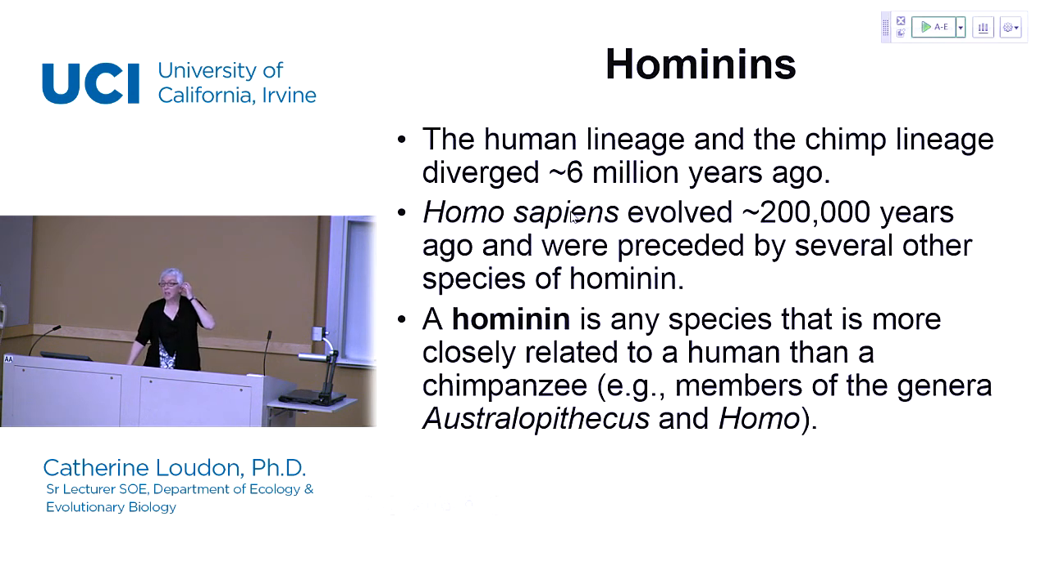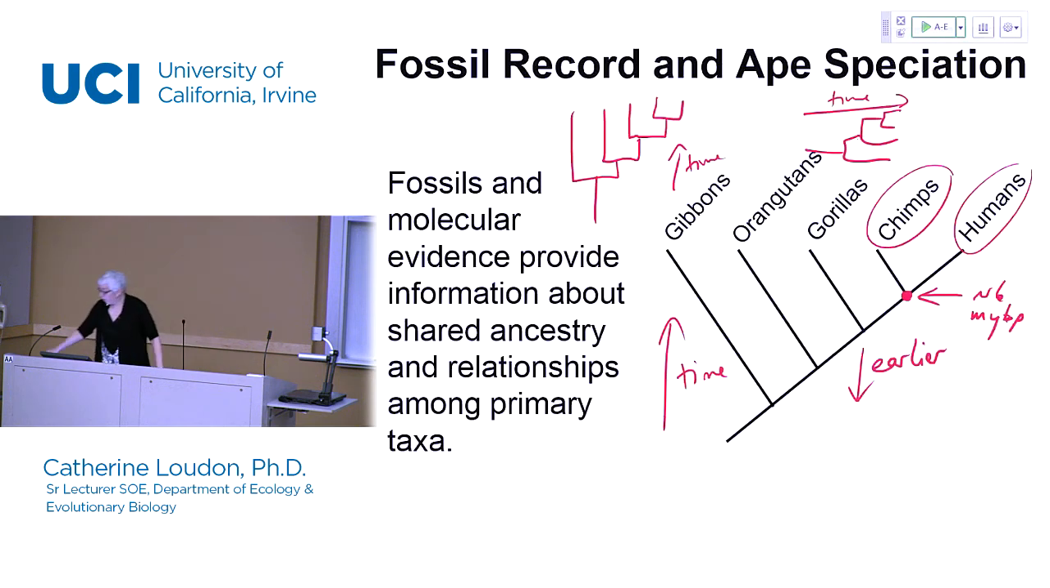Our particular species is thought to have evolved about 200,000 years ago, and there were several other species of so-called hominins. You might say, what is a hominin? That is defined right here in the third bullet point. It's any species that is more closely related to a human than to a chimpanzee. So what does that mean? If we go back to this tree, then that would mean anything that would be branching off here and went extinct or so on. It is more closely related to a human than to a chimp. Okay?